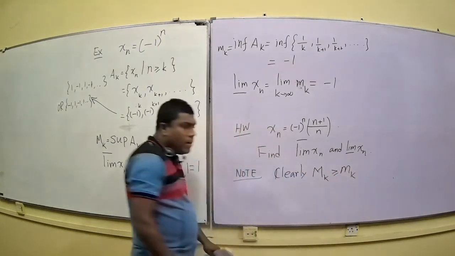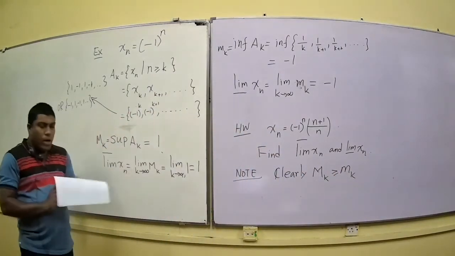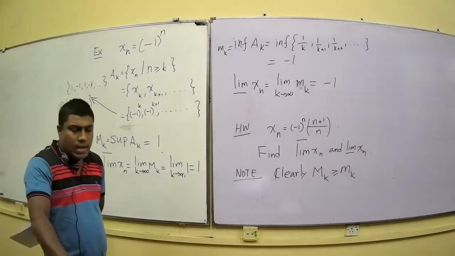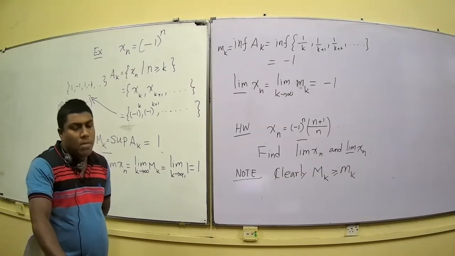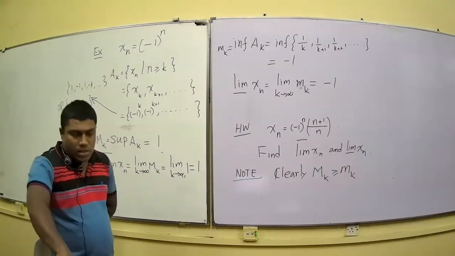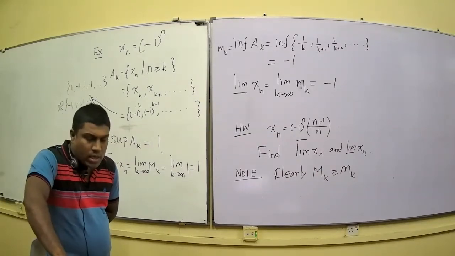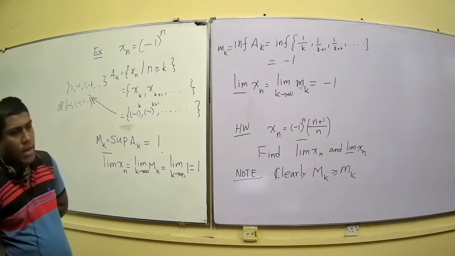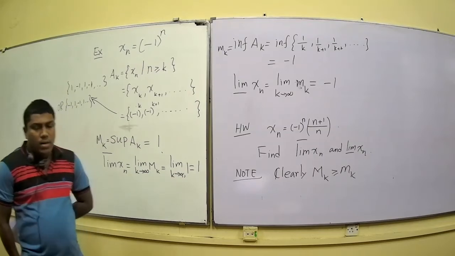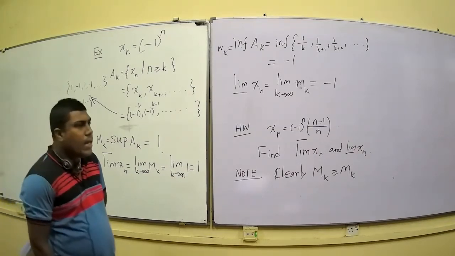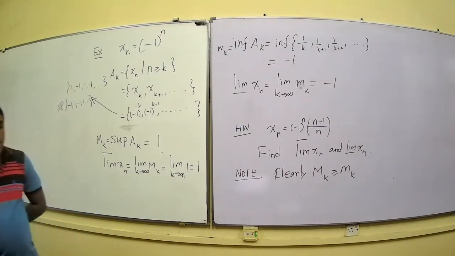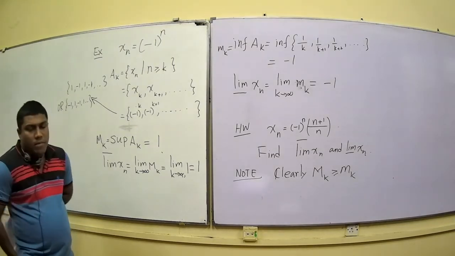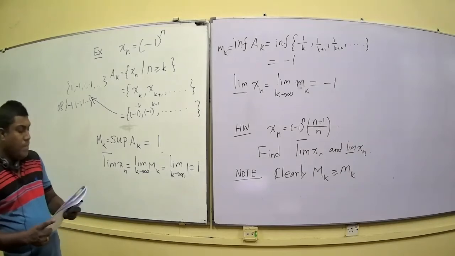By the definition of capital Mk and small mk, you see that capital Mk is the supremum of a set and small mk is the infimum of the same set, right? If you define a set Ak, then capital Mk is the supremum of the set and small mk is the infimum of the set. So obviously capital Mk is bigger than small mk, because it is the same set, so the supremum will be bigger than the infimum, right?